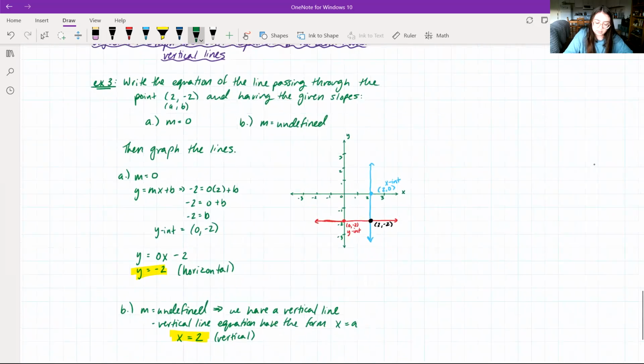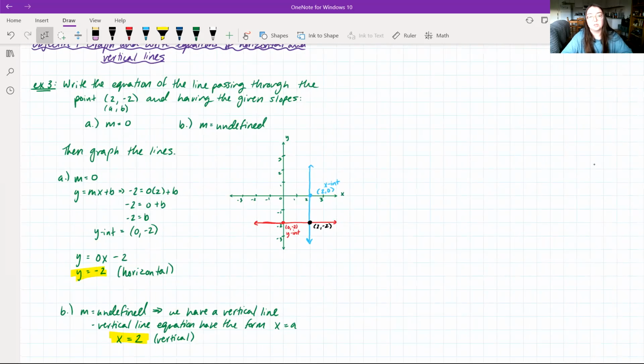So those are the key things to pay attention to when graphing horizontal and vertical lines. The main thing you want to remember is that if your slope is equal to 0, you have a horizontal line, and if your slope is undefined, you have a vertical line. And then remembering what equations go along with those ideas. So horizontal lines have equations like y is equal to b, and vertical lines have equations like x equal to a.